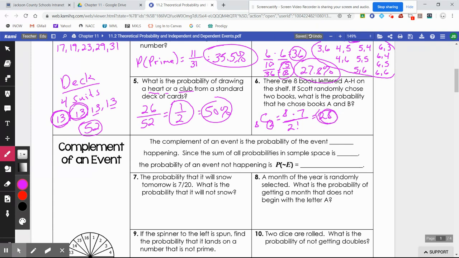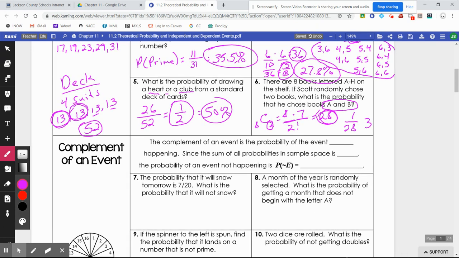However, the probability of choosing this is one choice. A and B would be one choice out of those 28. So there is a 1 in 28 chance of choosing books A and B. If you were to change that to a percentage, there's about a 3.6% chance of this actually happening, which is not very likely.